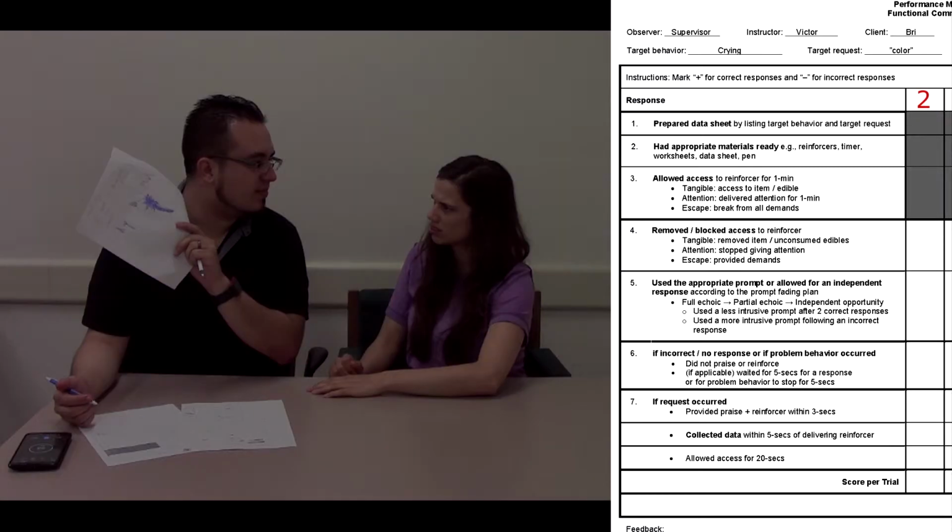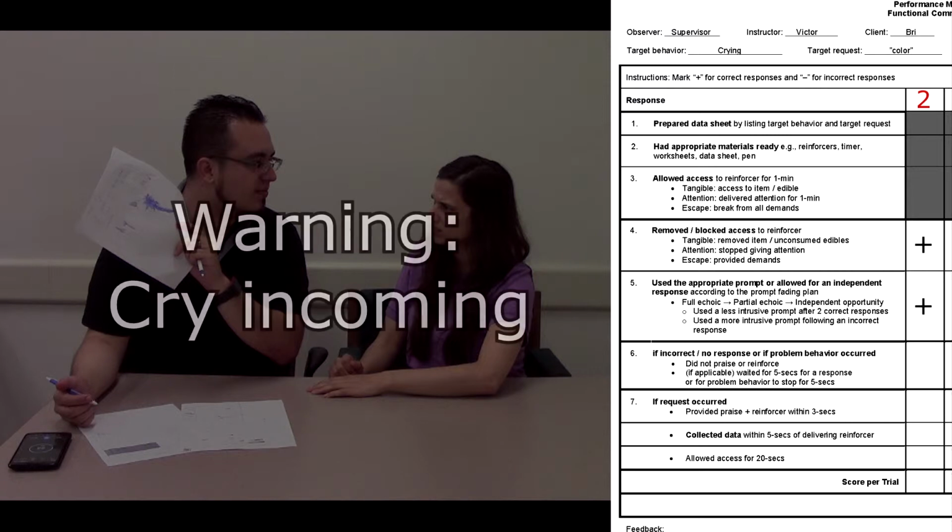As our second trial starts, we see that Victor's still blocking access to the coloring material, so he gets a plus on item 4 in this trial. In the previous trial, Bree did not respond correctly, so Victor continued to use a full code prompt to encourage Bree to request the coloring materials, which means he also gets a plus on item 5.